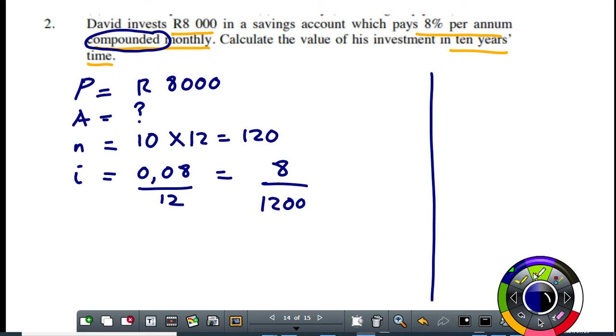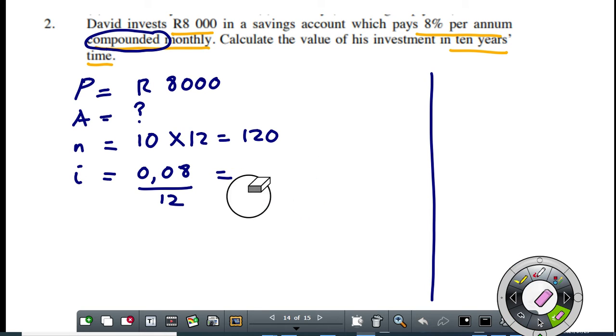You can put it like this, but listen. If you want, you can do that, but I don't like it. I prefer to do it this way. Simple: convert the percentage to a decimal, and divide it by the compounding period per year.